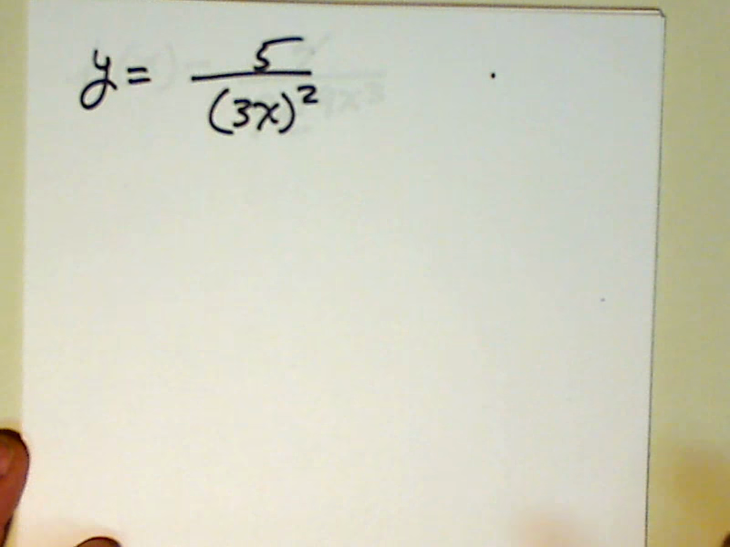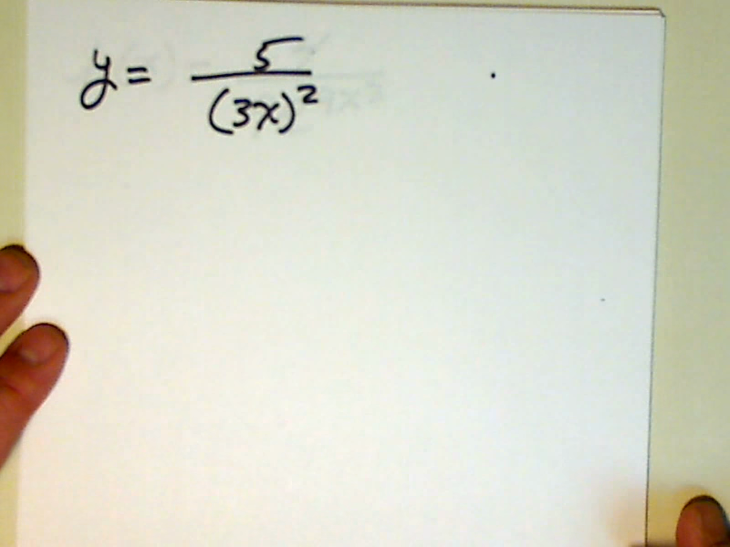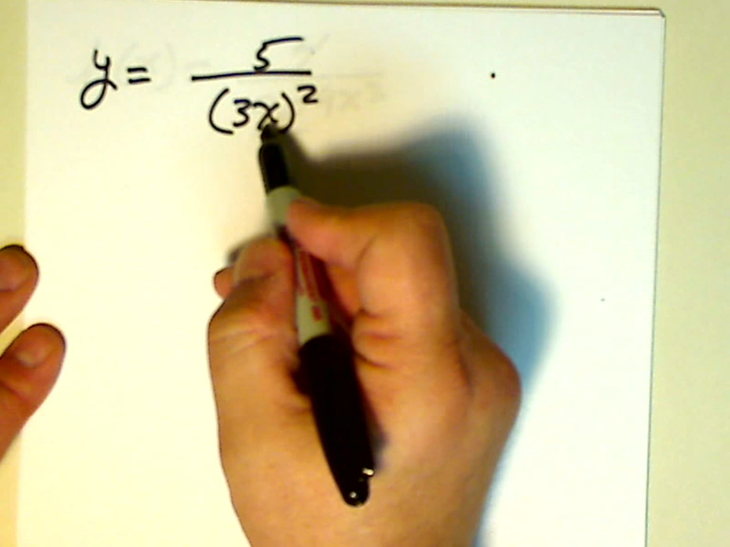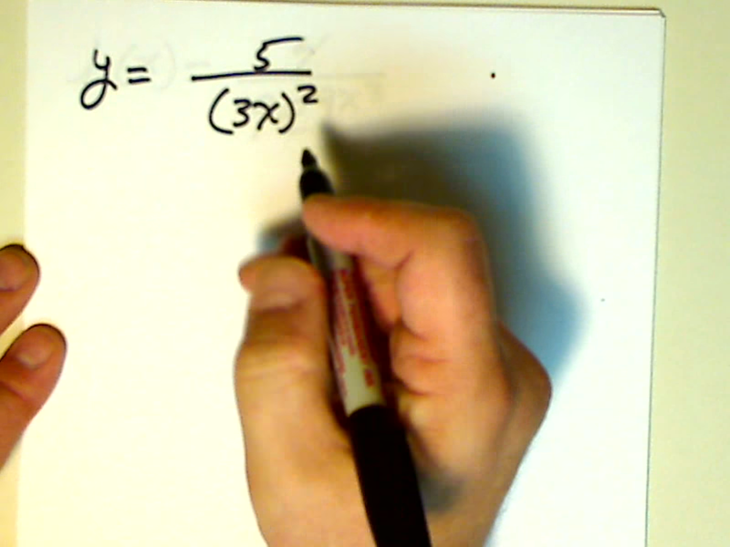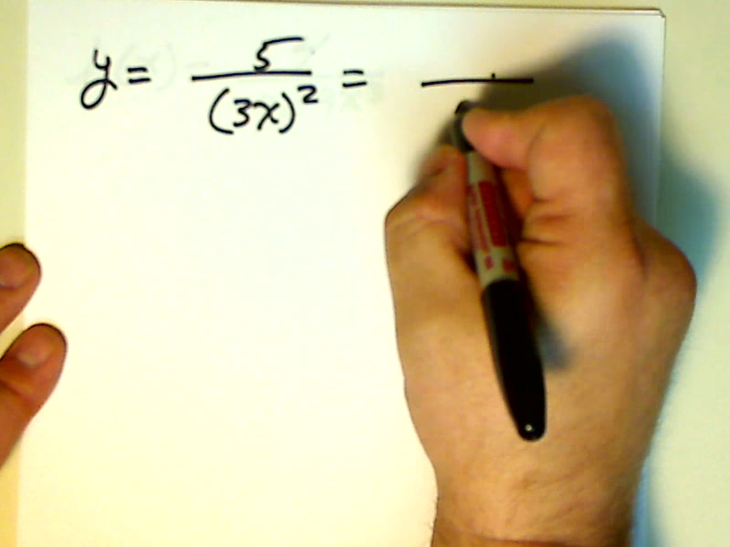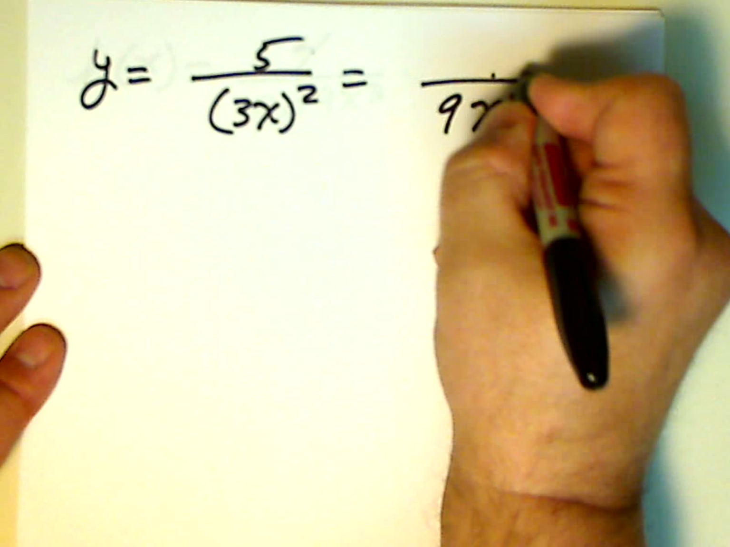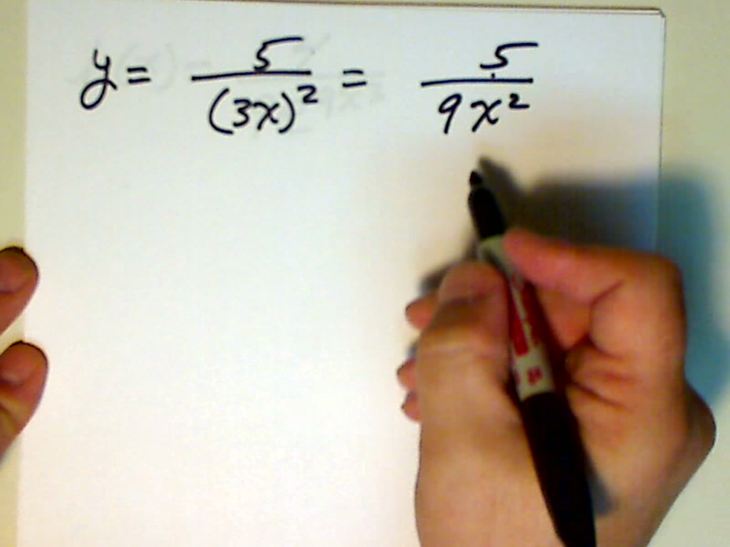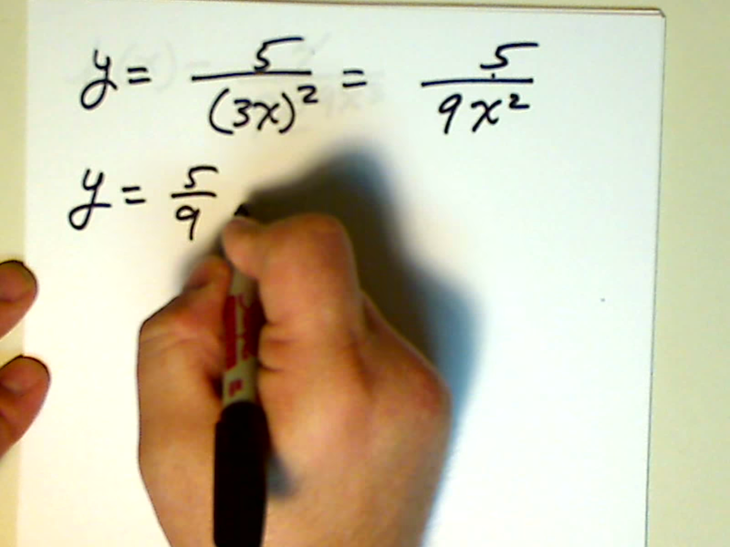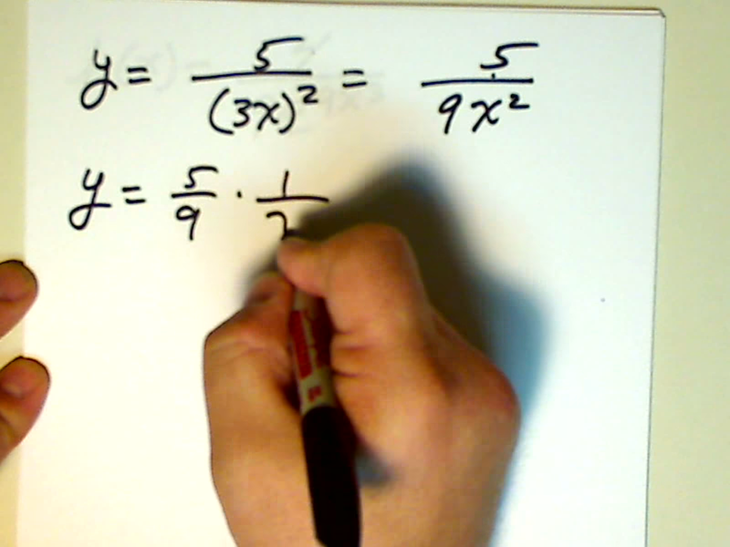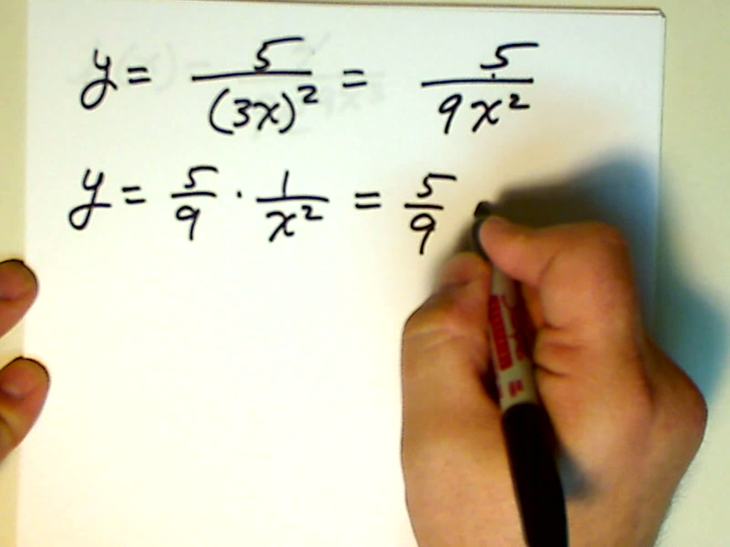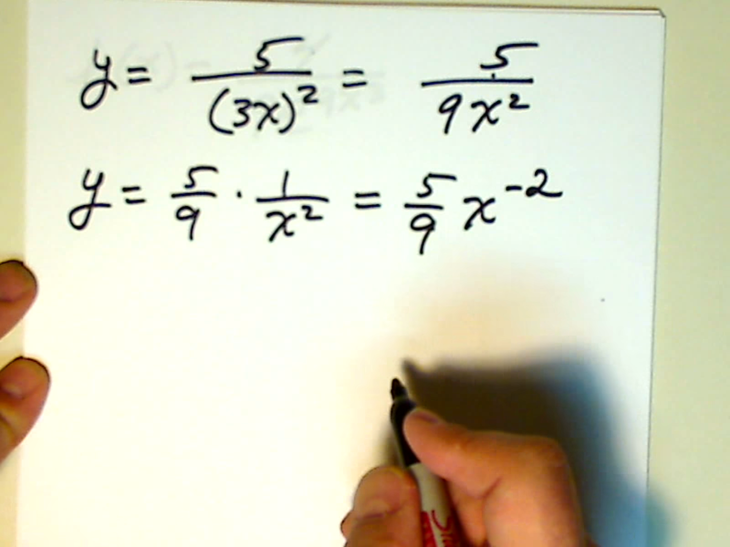Okay, here's the next problem. Y equals 5 over 3x squared. Here we cannot pull out the 5 over 3 because we're squaring the 3x. It's in parentheses here, so we're going to have to square out the denominator, which is 9x squared, and there's our 5 in the numerator. Now we can pull out the 5/9. So y is equal to 5 over 9 times 1 over x squared, and that can be rewritten as 5/9 x to the negative 2.